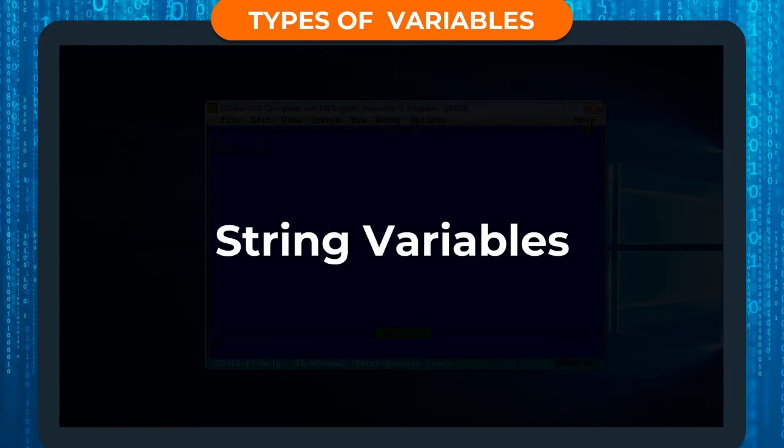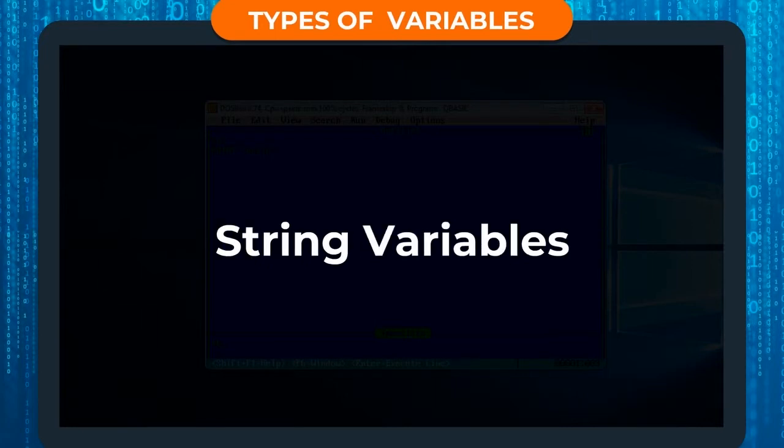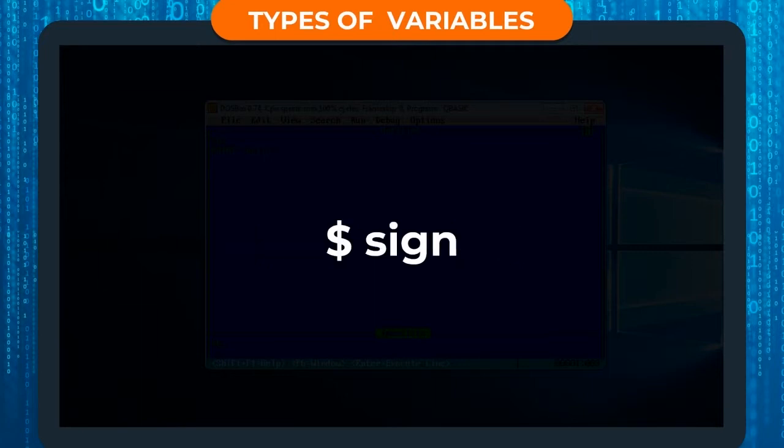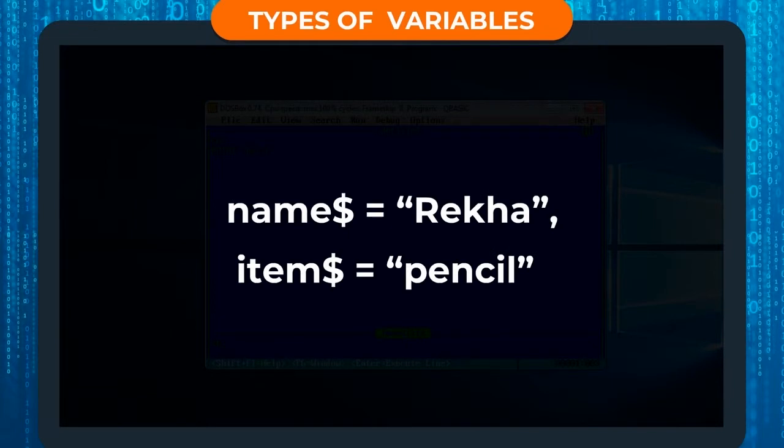String variables are used to store a string of characters. A string variable name should always end with a $ sign. For example, name$ = "Rekha", item$ = "pencil".